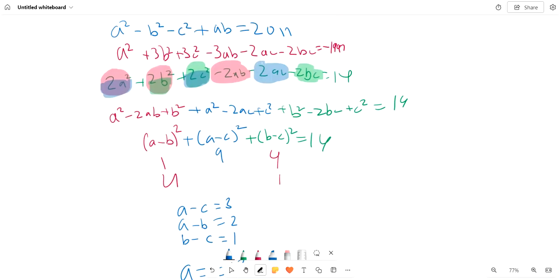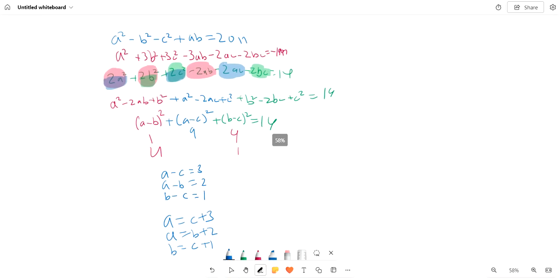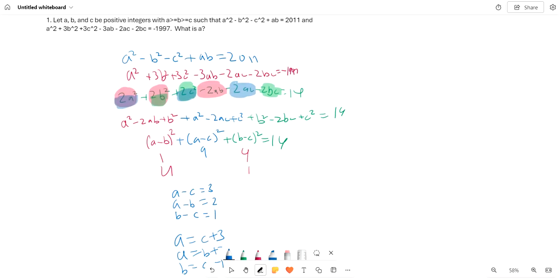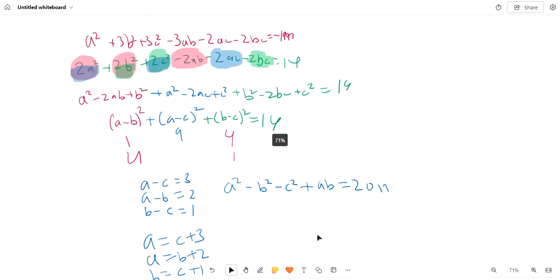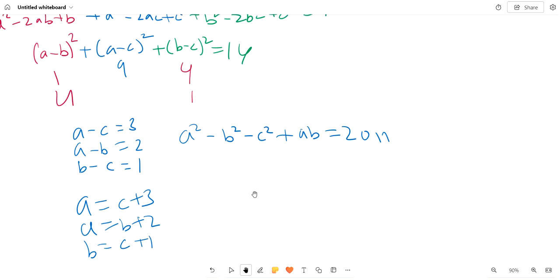So if we substitute this into our first equation there, let me copy this real quick. Shoot. Let me copy this real quick here. And now we can continue. So if we substitute everything in for B, then we get A squared. No, sorry. Since we know that A equals B plus 2, we get B squared plus 4B plus 4.